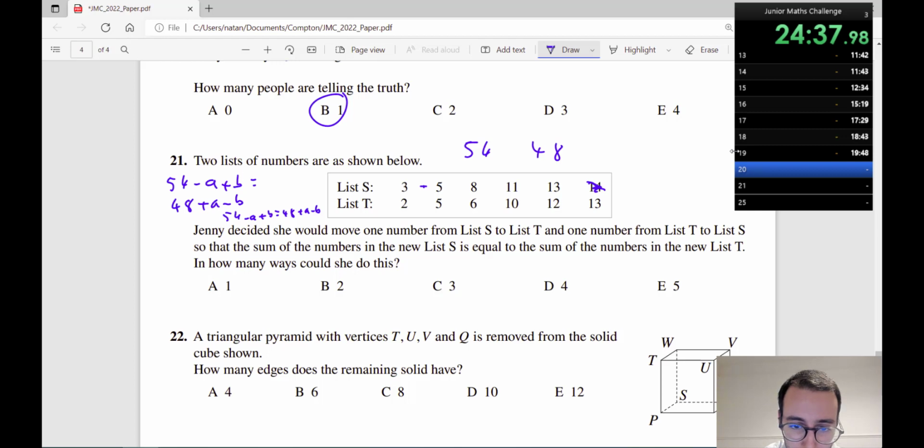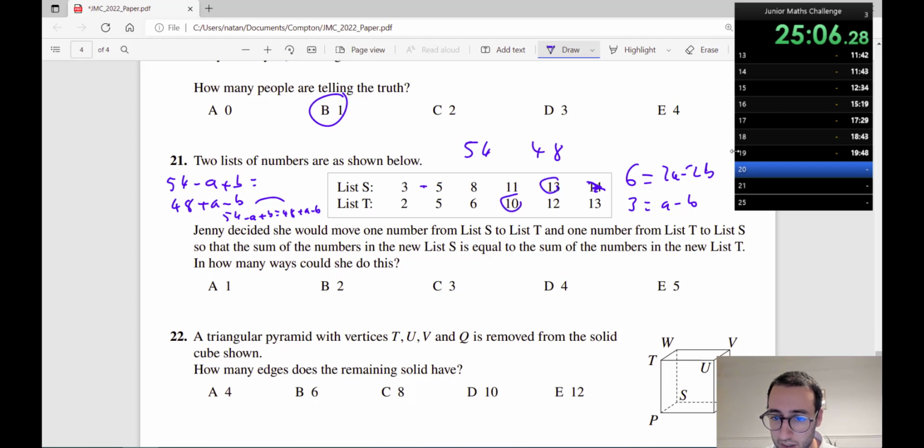So I've got 6 equals, that's on this side, 2A minus 2B. So 3 equals A minus B. So the difference between A and B has to be 3. There we go. And A is the number from list 1, and it has to be bigger. So it can be 13, 10, 8, 5, and it can be 2. So it's 3 options. Sheesh.